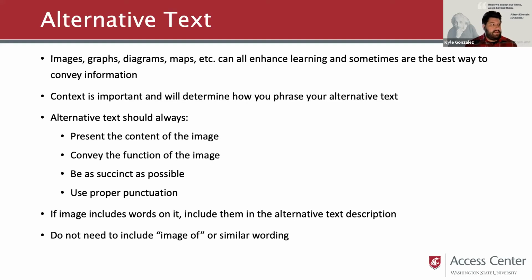It's very easy to make them accessible. And the most important thing to keep in mind is context. This will guide and determine how you phrase your alternative text. Alternative text is simply text that you put in that is underlaid in the image that a screen reader user will actually hear read out to describe that image. So it should present the content, it should convey the function of the image, it should be, again, succinct, and it should use proper punctuation.